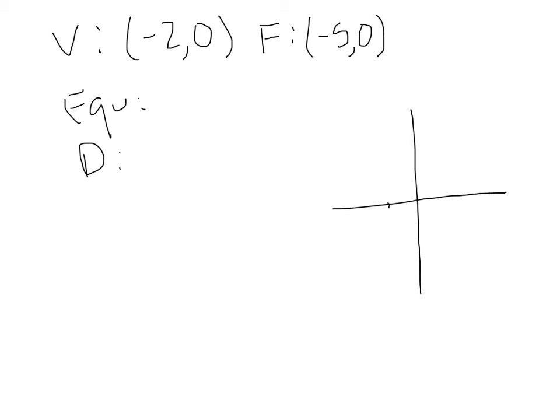So I know the vertex is at (-2, 0), so there's that point, and I know the focus is at (-5, 0). Remember, the focus is inside the parabola, so this tells me that I have a horizontal parabola that opens to the left. Now in our equation, that gives me some clues. I know it's going to be an x equals equation. And the first thing that we need is a, which is 1 over 4p.